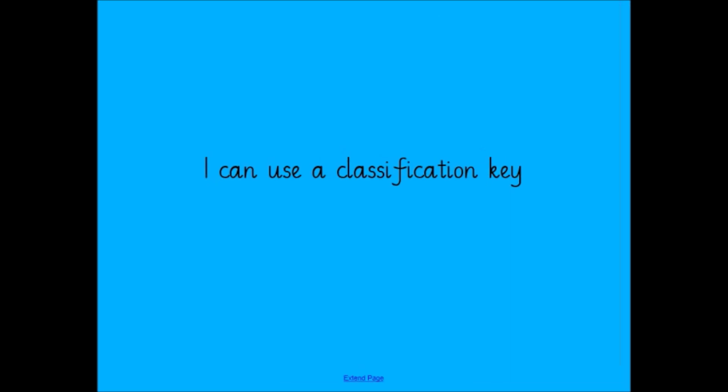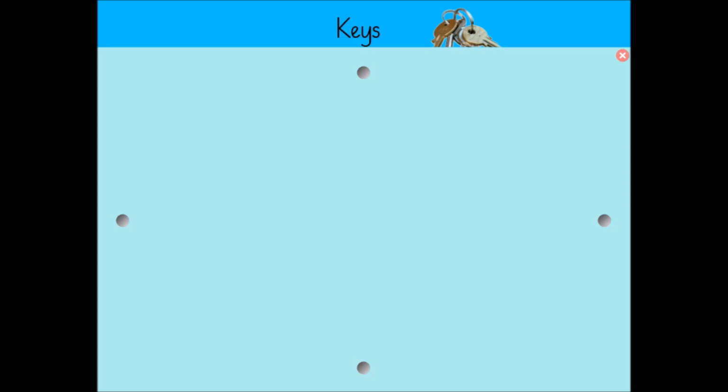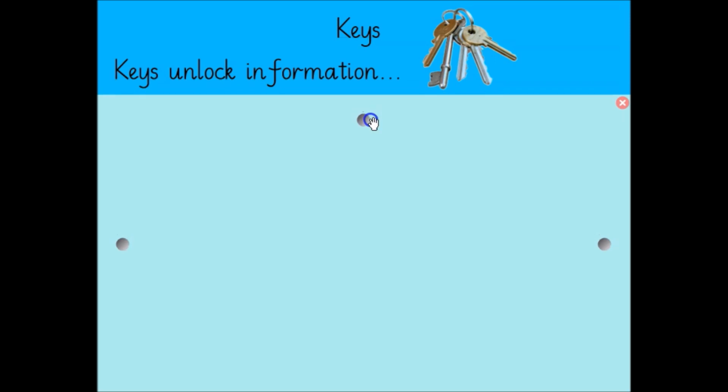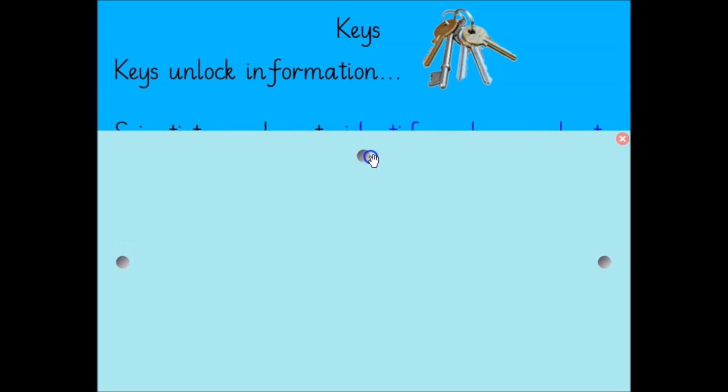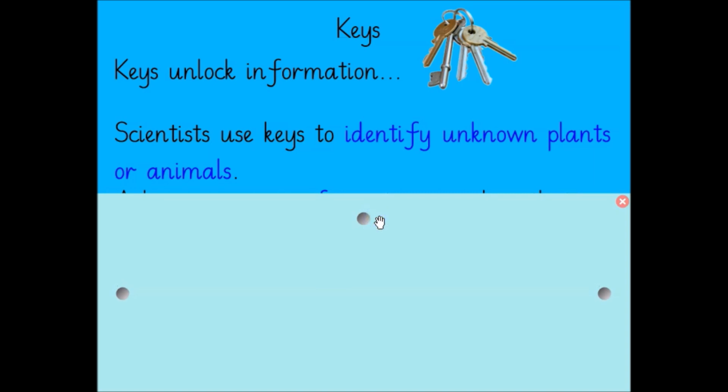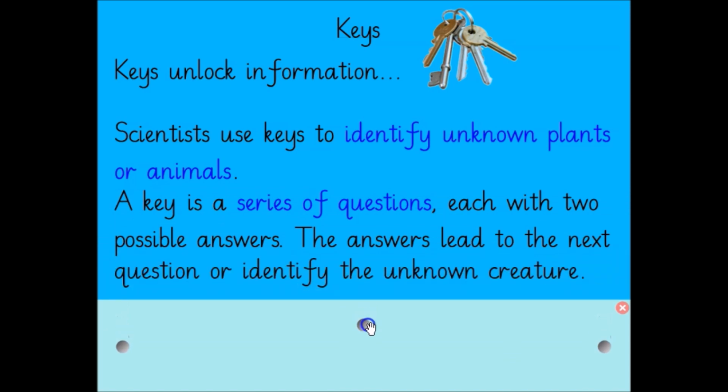The main part of today's lesson is about using a classification key. Let's have a look at what a classification key actually is. So, keys, we know, unlock doors, but they also, in science, unlock information. Scientists use keys to identify unknown plants or animals. And a key is basically a series of questions, each with 2 possible answers, which are yes or no. The answers then lead to the next question, or they identify the unknown creature.